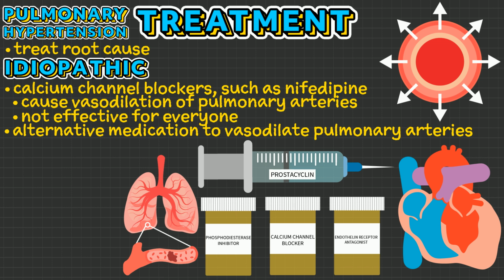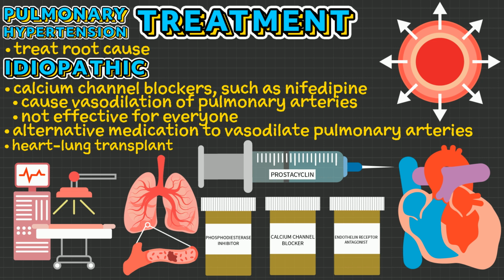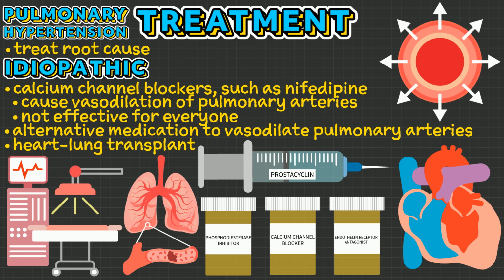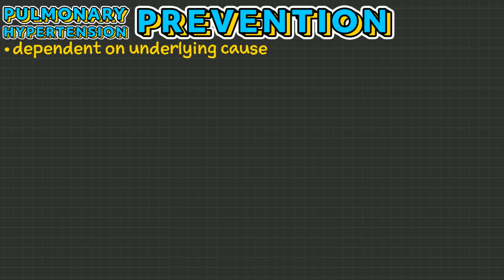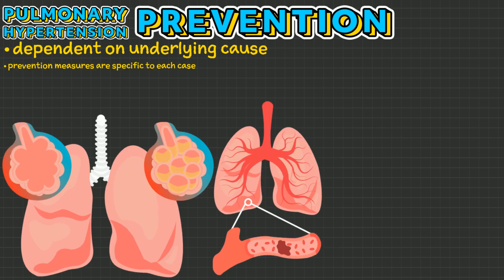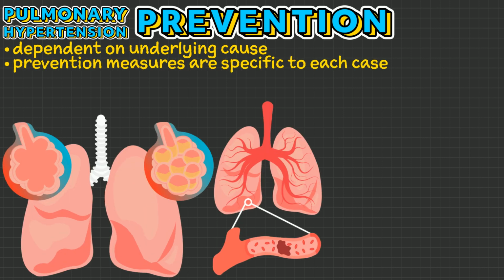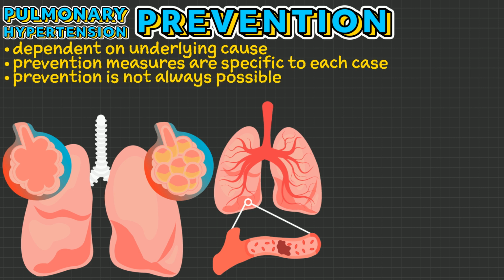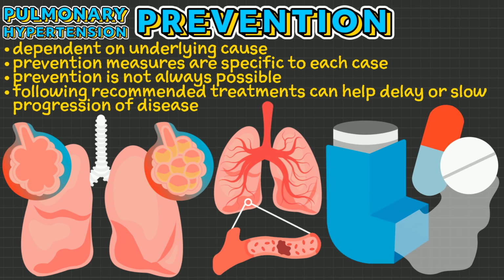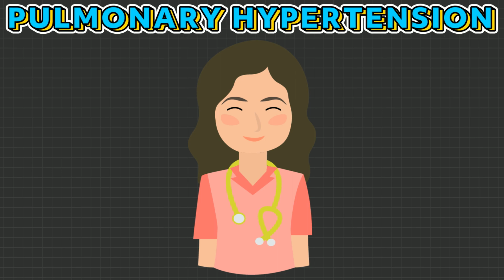In cases where all treatment options have been exhausted, a heart-lung transplant may be considered as a final resort. Preventing pulmonary hypertension is dependent on its underlying cause, making prevention measures specific to each case. In some cases, prevention is not possible, but following recommended treatments can help delay or slow the progression of the disease. This wraps up everything you need to know as a nurse about pulmonary hypertension.